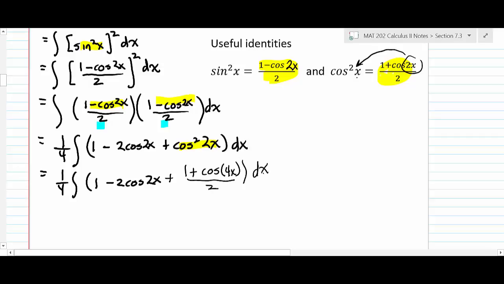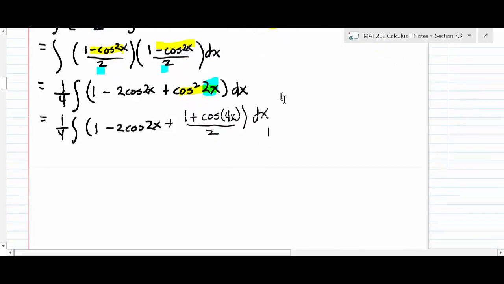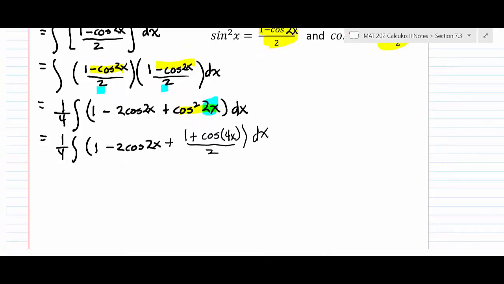Now you're getting down to a point where you can integrate. See that thing right there, this argument can be anything, but that thing right there is always going to be double that. Does everybody see that? Don't slip up on that. That's real super important when you're doing that. Okay, so now we're getting pretty close.